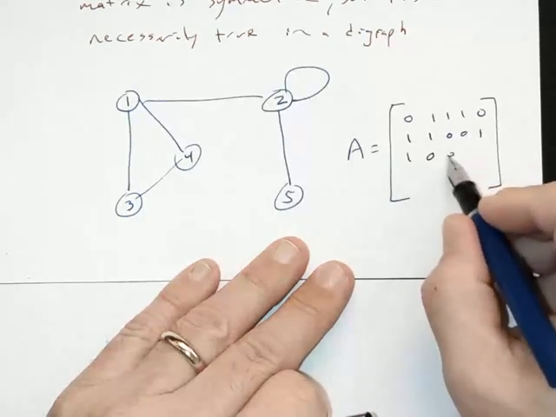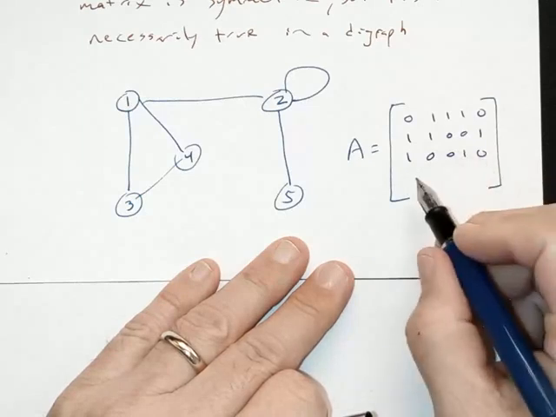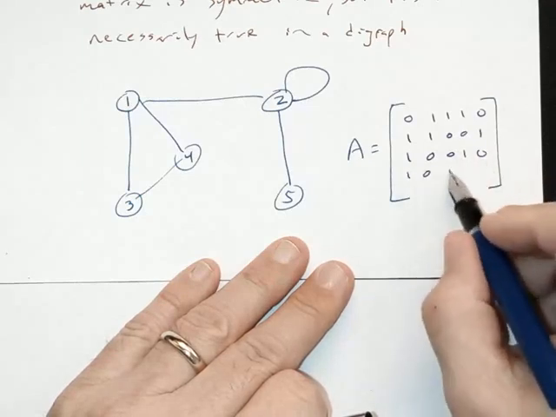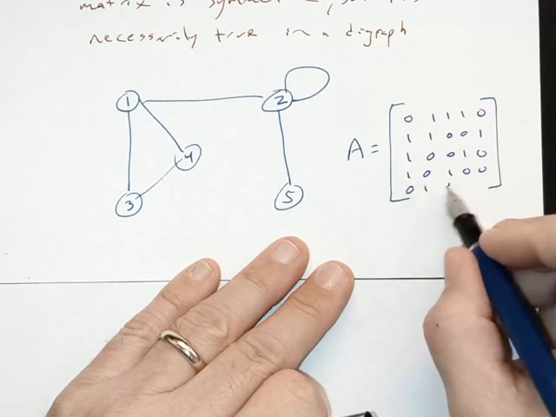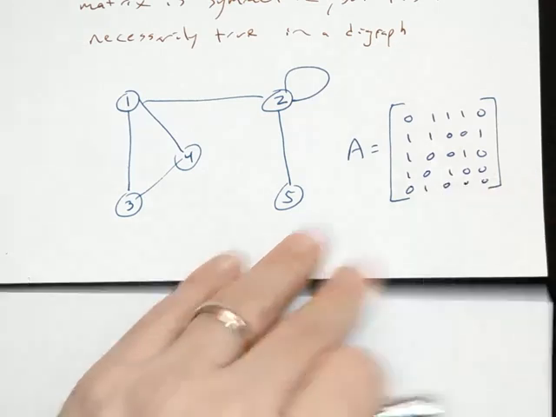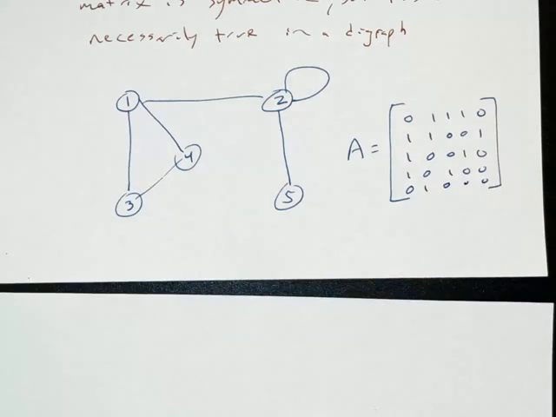Where row I corresponds with vertex I, column I corresponds with vertex I. I've got a loop. Why do I know I have a loop without looking at the picture? Vertex I is connected to itself. Perfect.